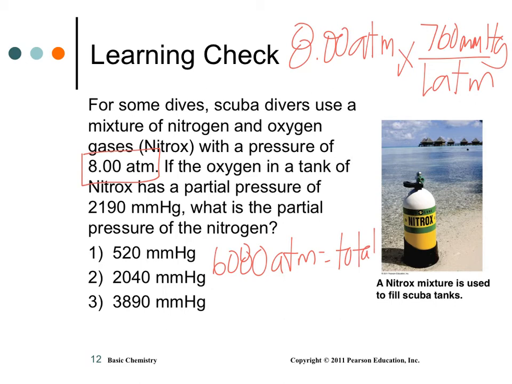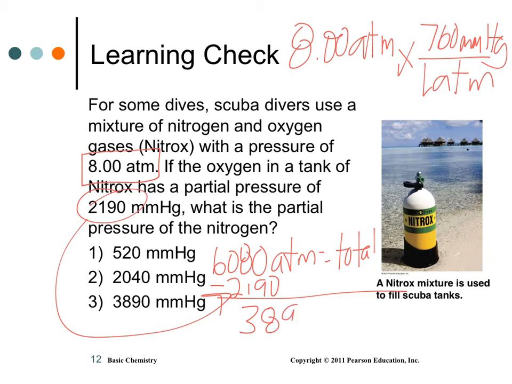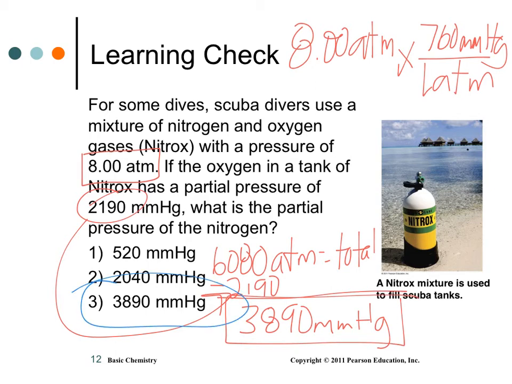So in order for me to get the nitrogen, I'm going to have to subtract what I had. Minus 2190. Alright, so that's going to get me a fighting 3890 millimeters of mercury. I'm going to box that. I'm going to check it. Woo! I got it right. Alright, so pretty cool.